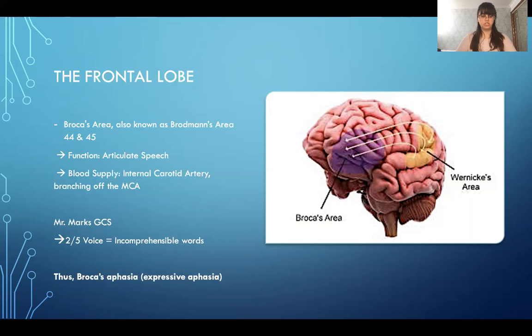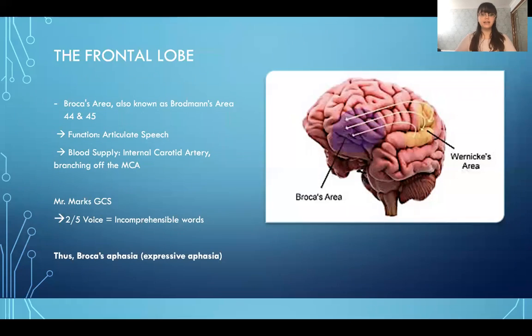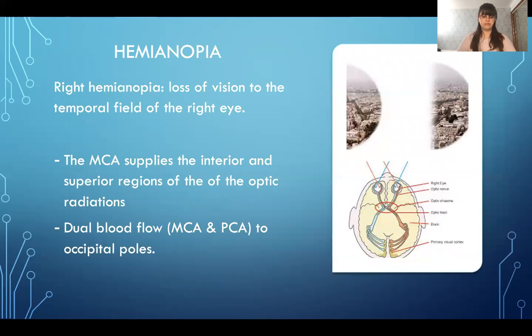The pathophysiology is similar to hemiparesis. When Broca's area is starved of oxygen, neurons are unable to synapse effectively, which triggers an ischemic cascade of neurons within the ischemic core. Lastly, Mr. Marks experienced right hemianopia, which is the loss of vision to half of the right eye and occurs due to obstruction posterior to the optic chiasm, which leads to contralateral hemianopia.